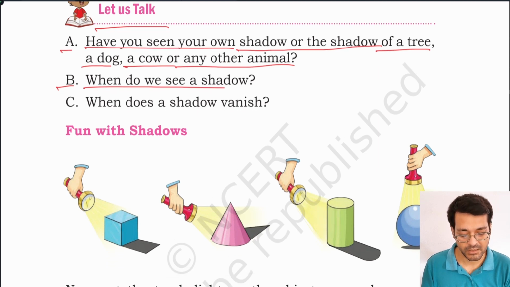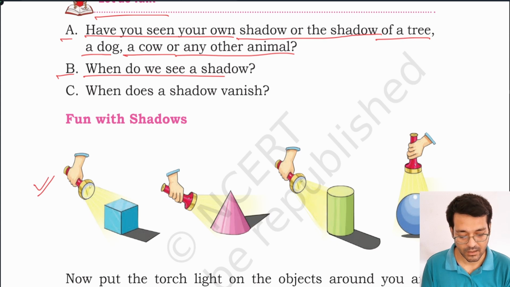We see a shadow when there is a source of light like this and there is a surface where the light falls. When the light gets obstructed by an object and can't reach there, a shadow is formed. Here there is no light, so the shadow of this cube is here. A source, a surface, and an object between them to obstruct the light are necessary to form a shadow.